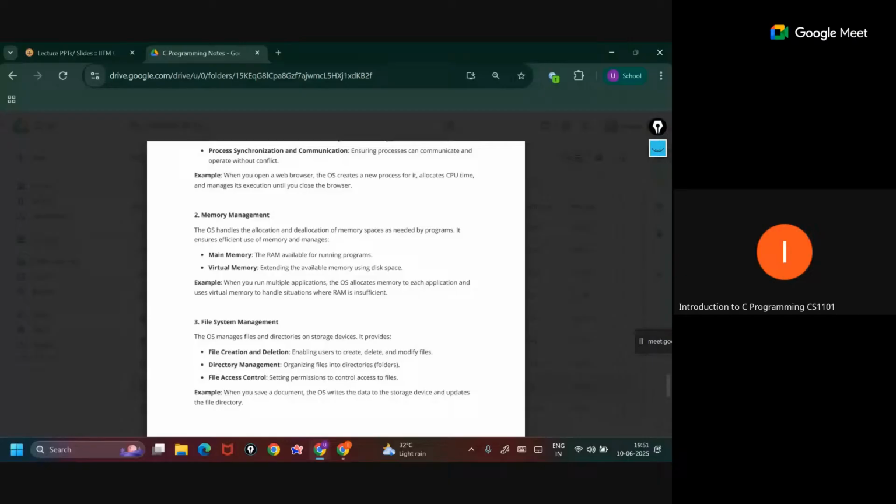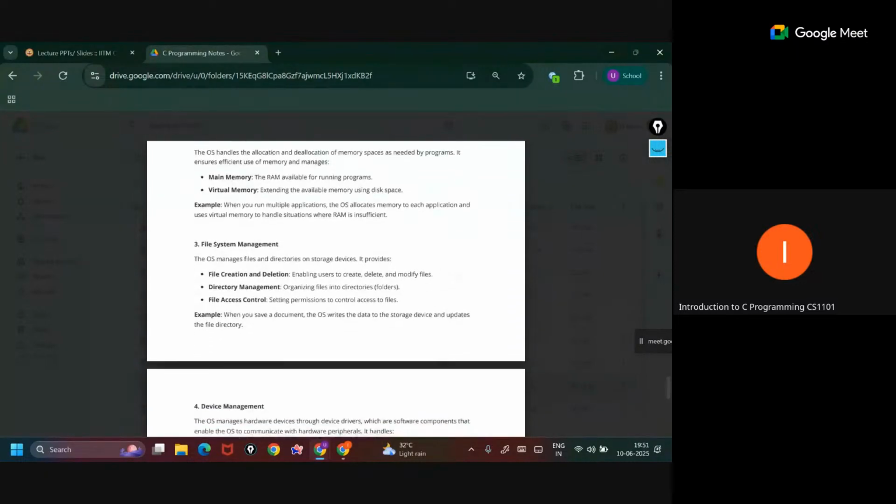And next is memory management. Generally, let's say I have to do some process for which memory has to be allocated. Once the process is done, I have to deallocate the memory as well. Here we have main memory and virtual memory. Main memory is the actual RAM, and virtual memory is the extra memory which is in the disk space.